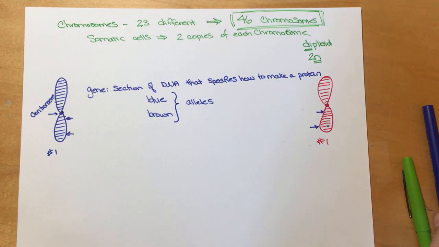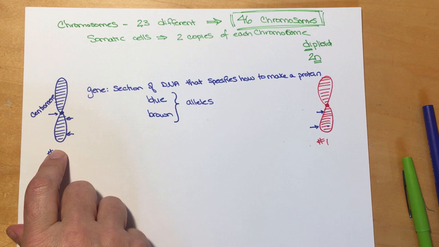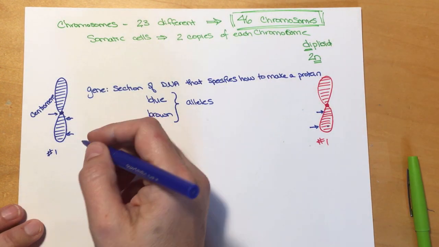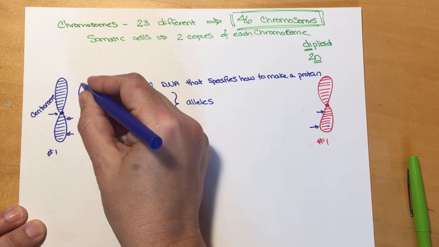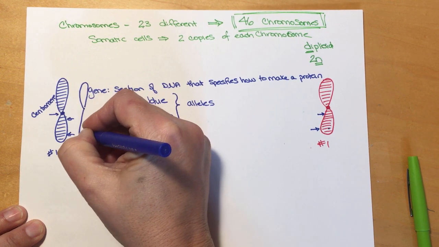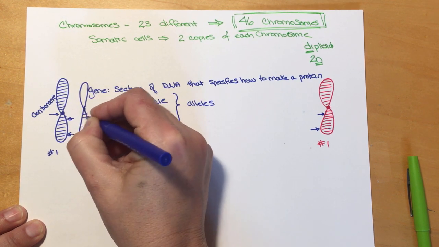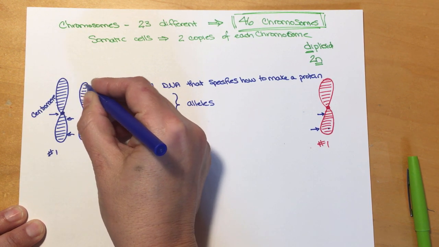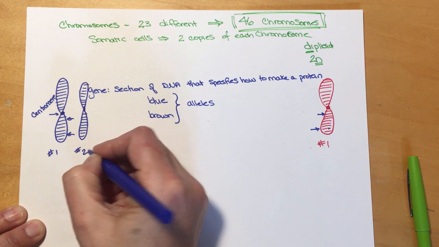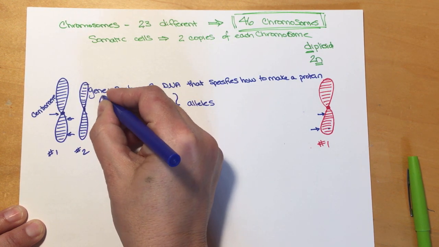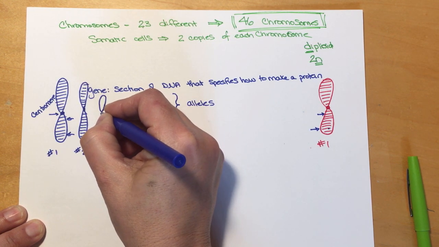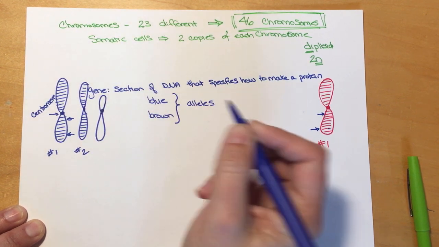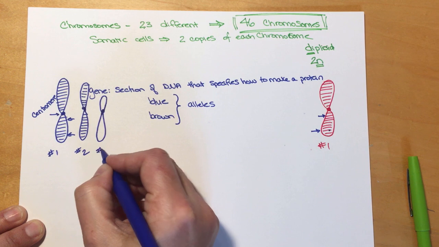Now the chromosomes are numbered. We start with number 1, which is the biggest chromosome. Chromosome number 2 might be slightly smaller. The centromere isn't always in the middle. It could be on one side. So chromosome number 3 is going to be even smaller. I'm trying not to draw it in the middle. I'm so used to drawing it in the middle.